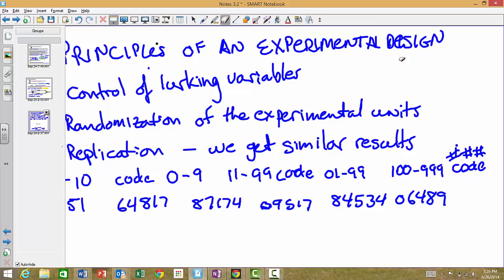So replication is we want to have similar results. Don't worry about the numbers on here. We're going to get to that tomorrow. So principles of experimental design: we want control of lurking variables, randomization of the experimental units, and replication. We want to do this experiment over and over again and get the same results, or similar results. If the results are the same, that means that treatment is probably working.